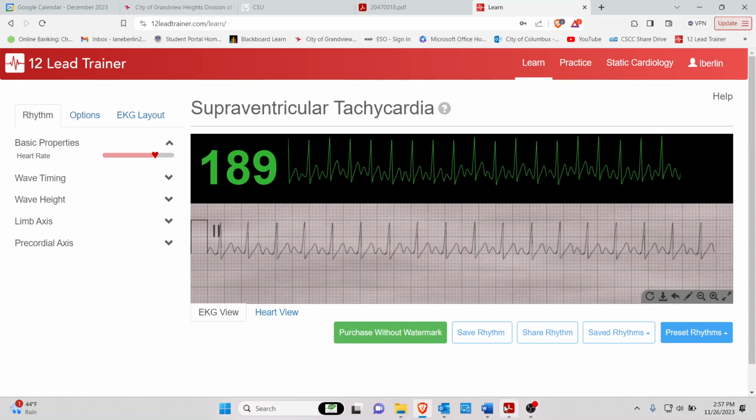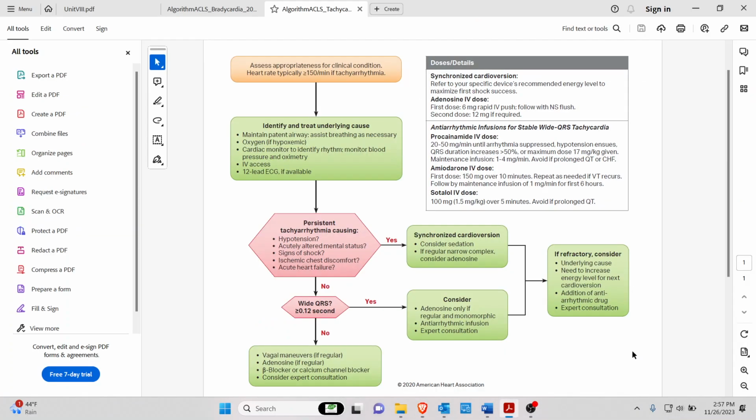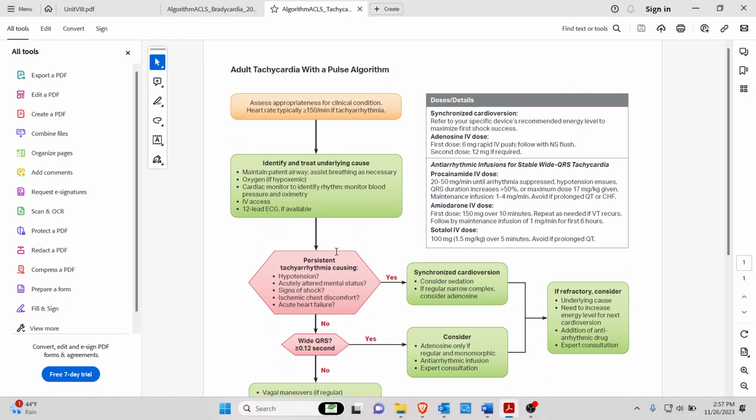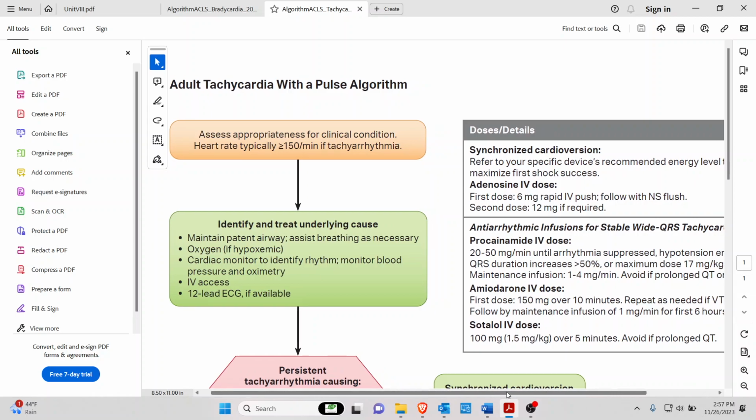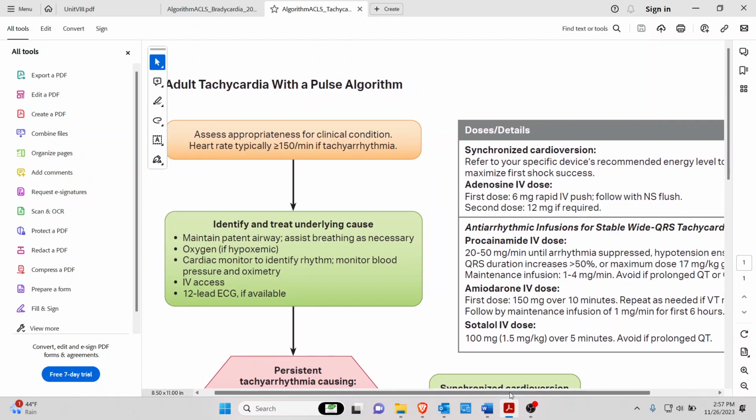So let's get into our treatment here. We are doing all of our initial stuff here. Let's make sure this is nice and again, this will be listed in the course materials or something like that. I'll put a little announcement of where I ended up hiding these little buggers. This will be under adult tachycardia algorithm. So greater than or equal to 150 tachyarrhythmia.